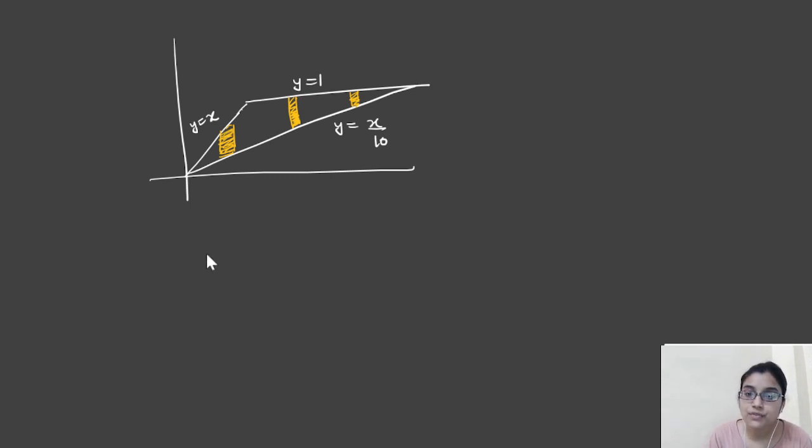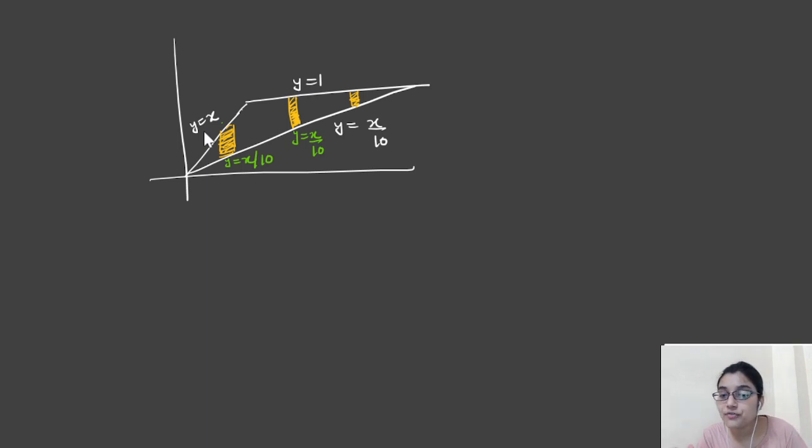I mean to say, if you are drawing a strip from one curve to another curve, are those curves the same when you shift this strip in the region to some other place? Obviously in this case that is not the case. See, if I draw a strip here, it is from where to where? From y equals x by 10 to, obviously, y equals x. If this strip is here, it is from y equals x by 10 to y equals 1. See, the curves have changed.